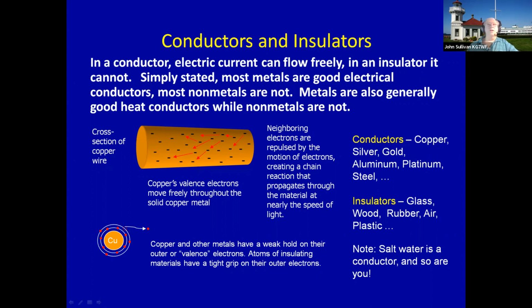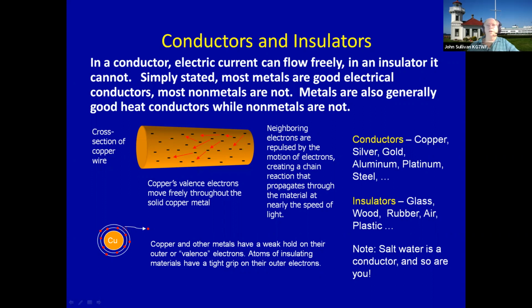Metals are generally good conductors, and non-metals generally are not. We all kind of know that, I think, intuitively. Good conductors: copper, silver, gold, aluminum, platinum, all your metals. Good insulators are things like glass, wood, rubber is very good. Even air is an insulator, plastic.